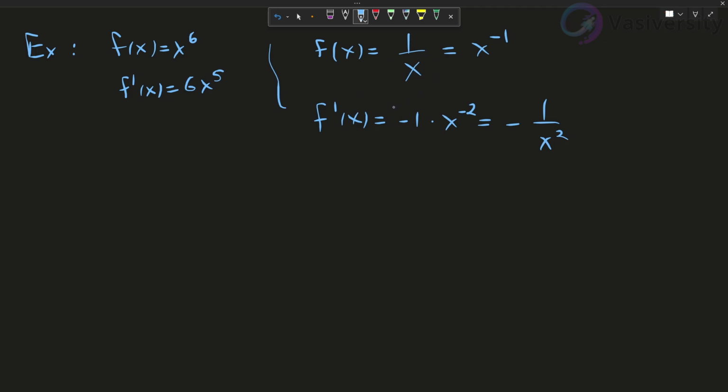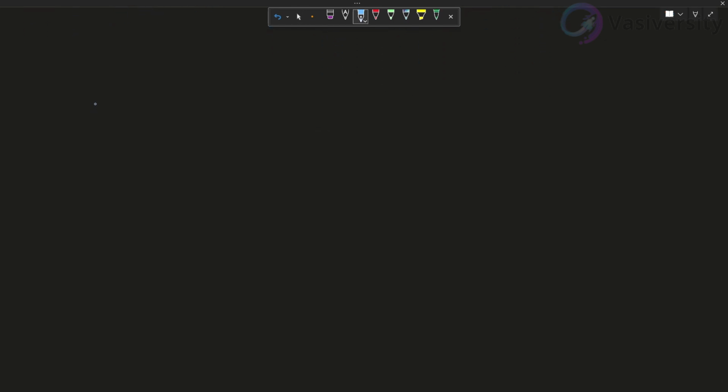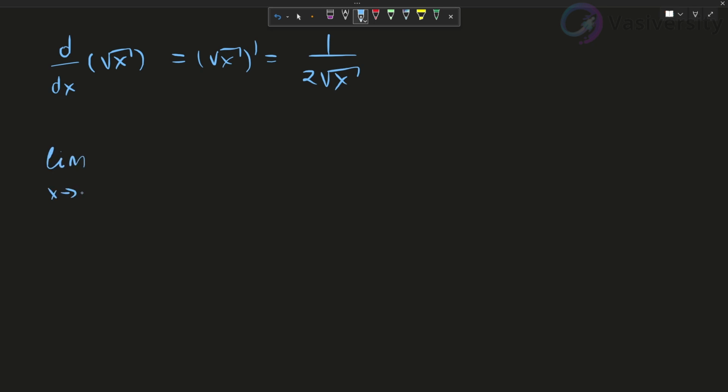Okay, so now for the square root, it will be a little bit different, right? If we want to prove that d dx of square root of x, which is the same thing as square root of x prime, is equal to 1 over 2 square root of x. I want to prove that. Of course, we can prove it by the power rule, because it works. But if we do it through the limit, let's use h. So the limit as h approaches 0 of square root of x plus h minus square root of x over h.